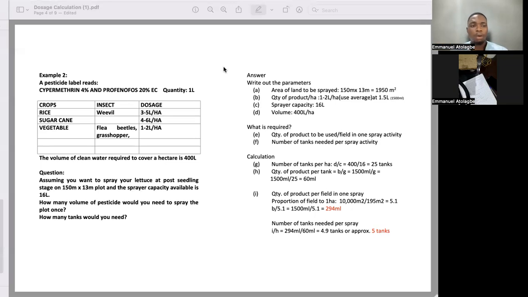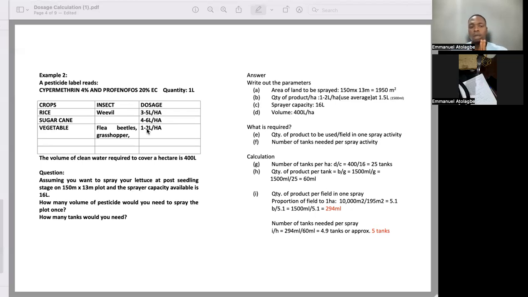So you have a pesticide bottle that is reading cypermethrin to be 4% strength. The EC here is emulsifiable concentrate. Profenophos is 20% strength. Then the quantity, it comes in quantity like this, which is 1 liter. Now you are dealing with lettuce, which is a vegetable. So for vegetable, you are required to spray 1.5 liters, 1,500 mil in 1 hectare. 1 hectare is 10,000 square meters.